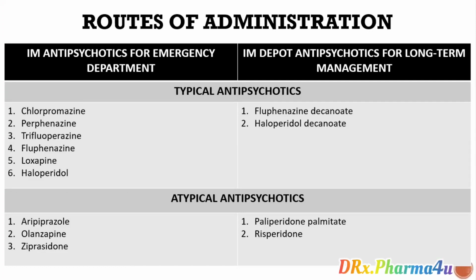So these are some of the typical and atypical antipsychotics which can be given intramuscularly for long-term management and emergency management. If we come to intramuscular antipsychotics for the emergency department, for typical antipsychotics, we can give chlorpromazine, trifluoperazine, perphenazine, fluphenazine, loxapine, and haloperidol. And atypical antipsychotics, we can give aripiprazole, olanzapine, and ziprasidone. When it comes to long-term management, in typical antipsychotics, we can give fluphenazine decanoate, haloperidol decanoate, and among atypical antipsychotics, we can give paliperidone palmitate and risperidone long-acting injection.